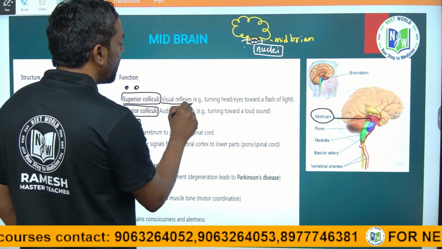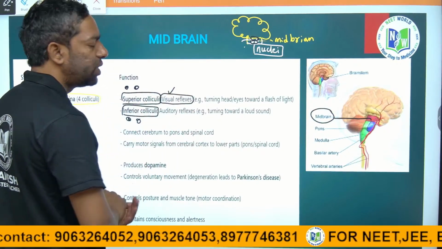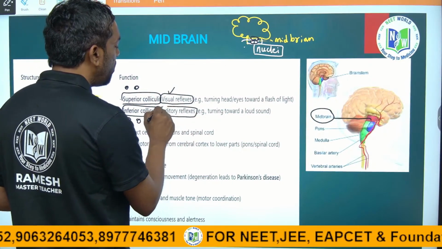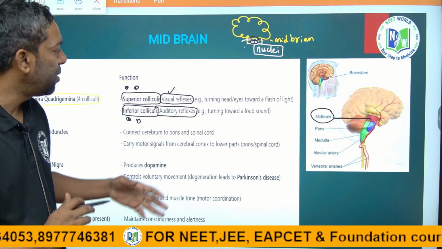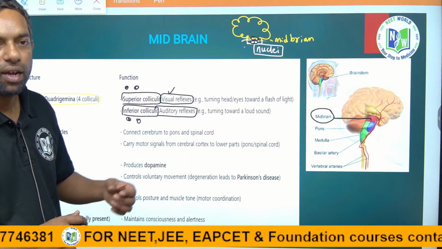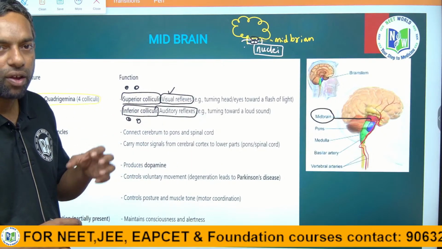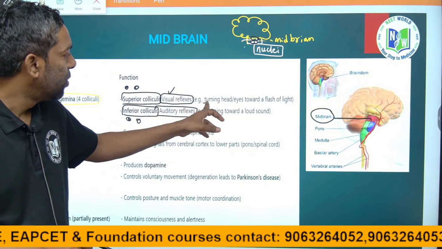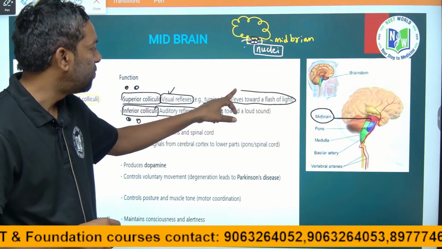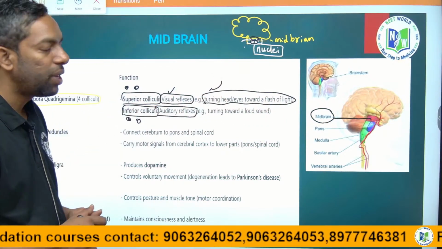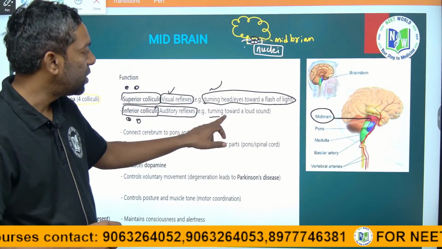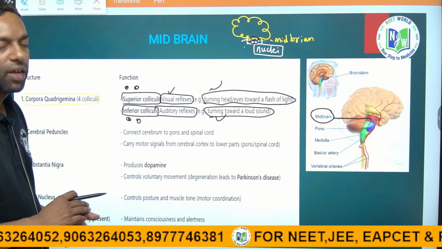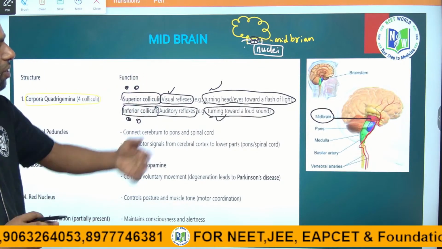The superior colliculi are involved in visual reflexes. The inferior colliculi are involved in auditory reflexes. If light suddenly falls into the eye, we blink the eye, right. Sudden visual sensation takes place like a flashlight. If we turn towards loud sounds, the hearing response comes from the inferior colliculi. This is about the midbrain.